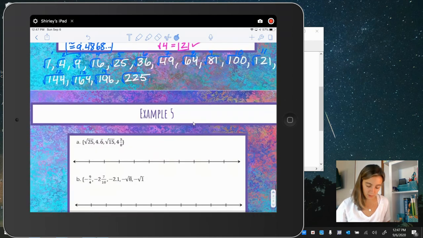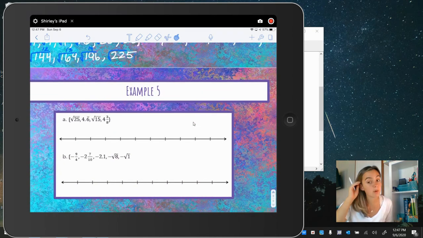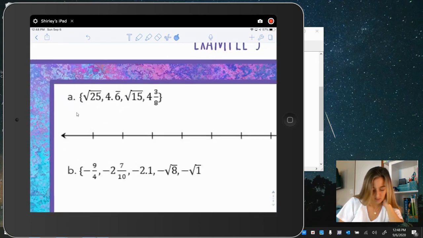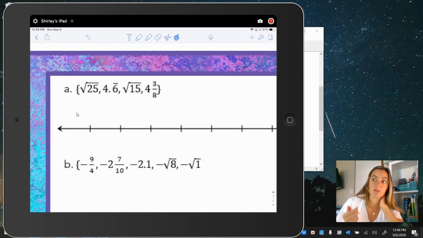And then finally, moving on to example 5. This is pretty much what we did yesterday, but now we are throwing in the square roots. So we're going to do the same thing. We want to make sure that whenever we're looking at this list of numbers that are all written in different forms, we translate them so they are all written in the same form before I can compare them. So starting here, I know that the square root of 25 falls on my list of perfect squares. The square root of 25 is 5.